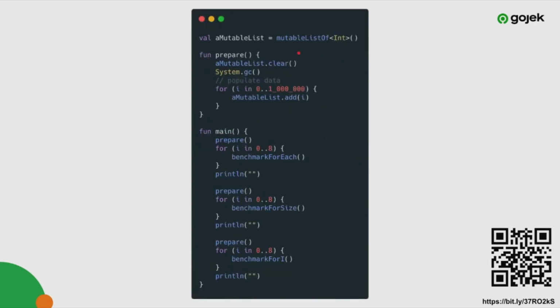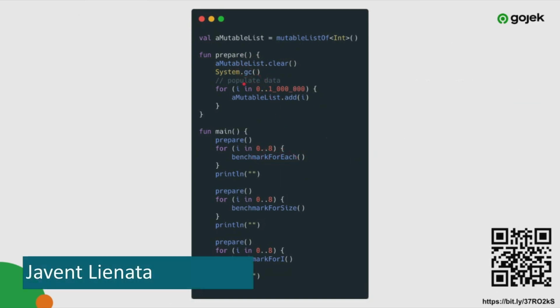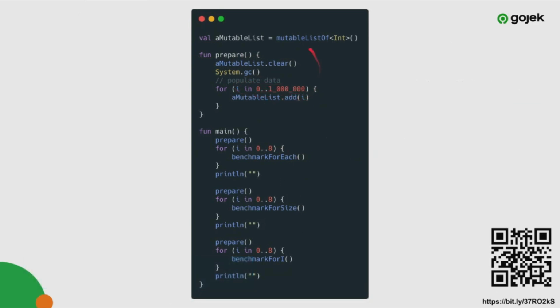So the implementation here is we create an empty list first, and then we have a function called prepare, which will clear the list, and then do a garbage collection here. Why do I do a garbage collection here? Because I want to make sure before jumping into each benchmark, we have clear memory, and we don't want to catch the result from the benchmark before. And then after clearing the memory, we will populate the data by adding 0 until 1 million into the mutable list here.